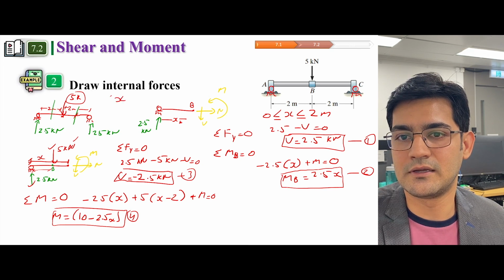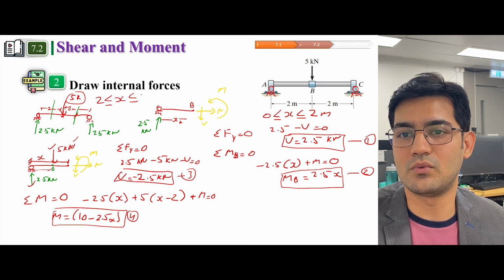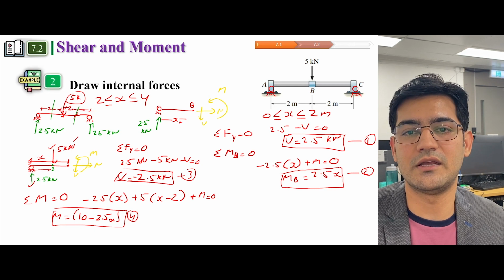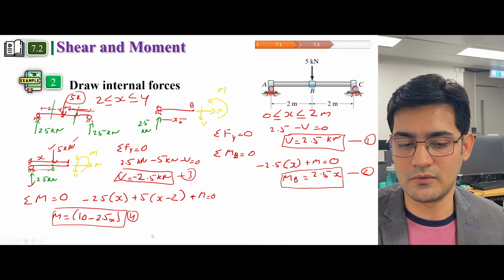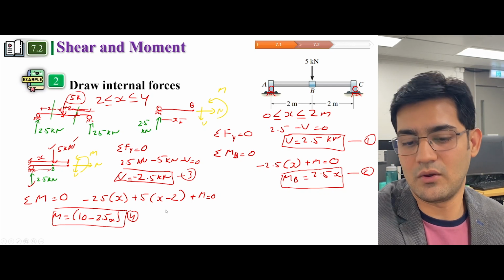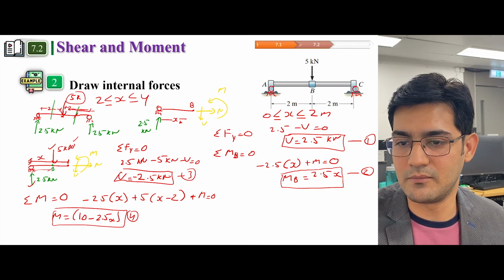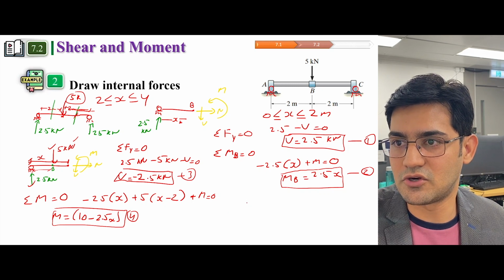These two equations, equation 3 and equation 4, are only valid if x is greater than or equal to 2 and less than or equal to 4, because from here to here there is no change in the acting forces. Now we have the equations. Now we can draw the shear force and bending moment diagrams. So let us draw the shear force diagram here.